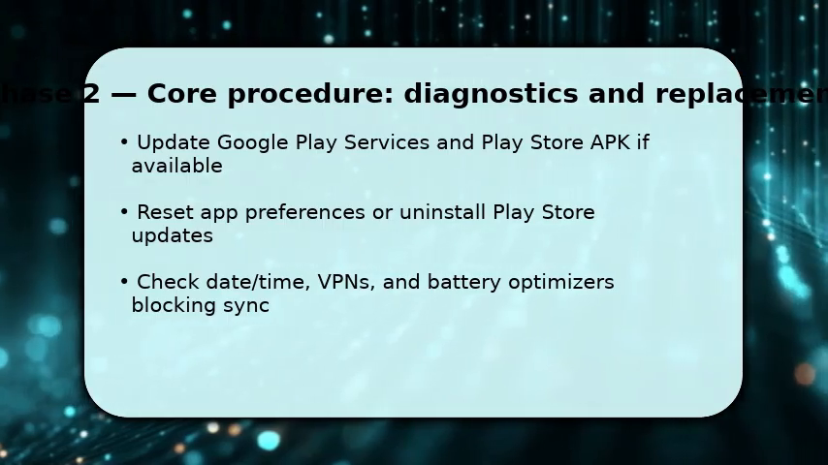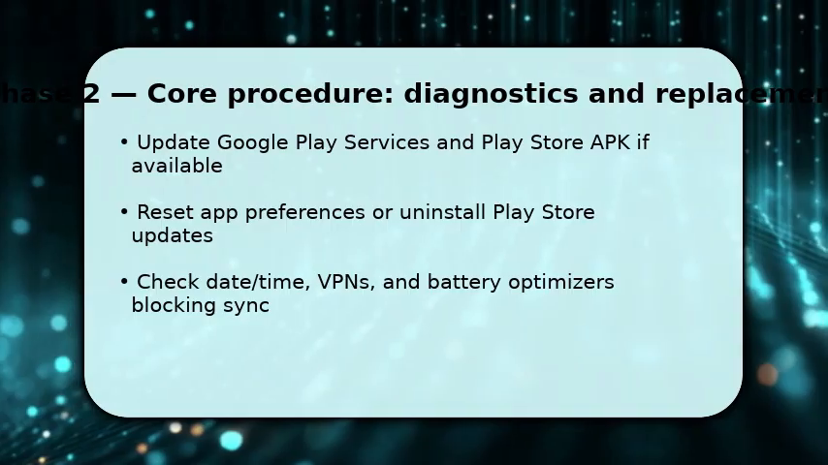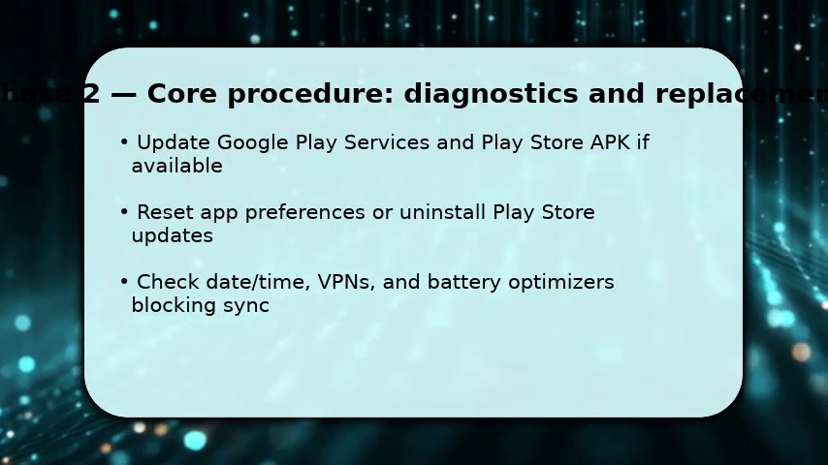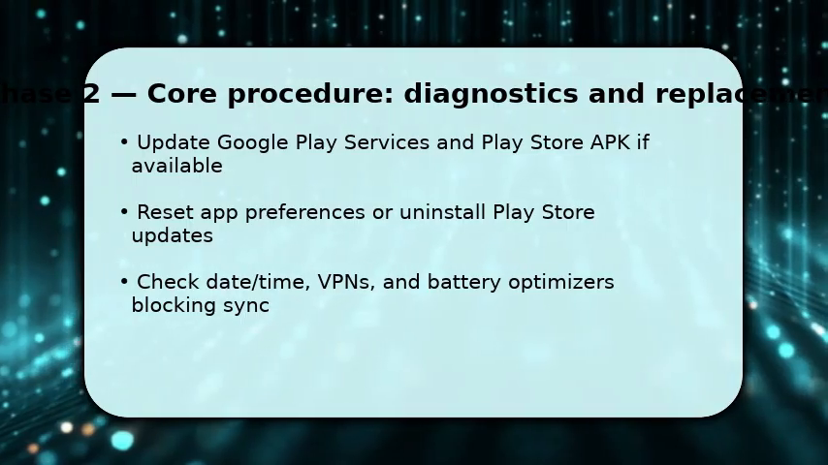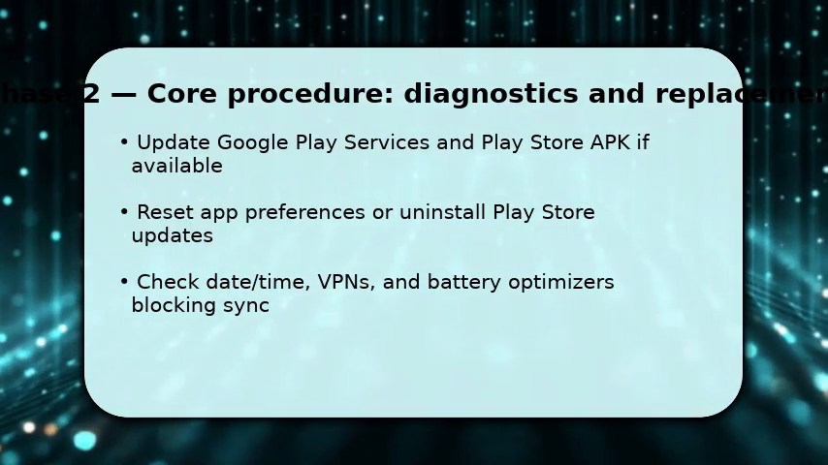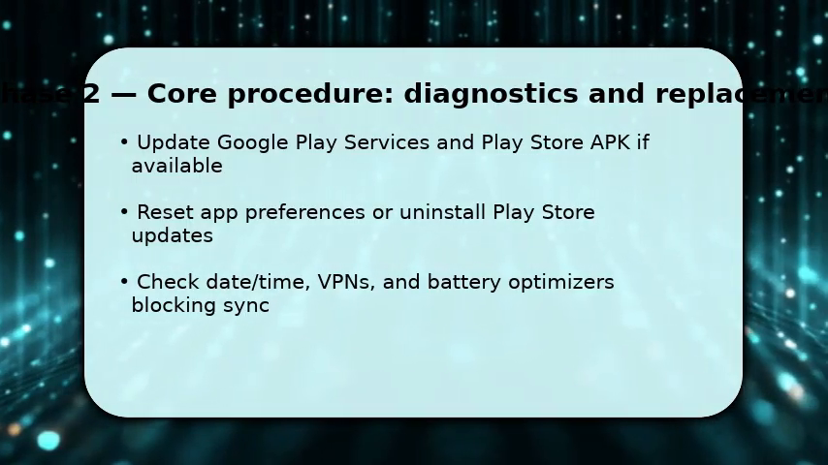Disable VPNs and turn off battery optimization for Play Store and Play services because aggressive power saving kills background sync. Also confirm automatic date and time is on. Mismatched TLS timestamps will prevent secure connections.